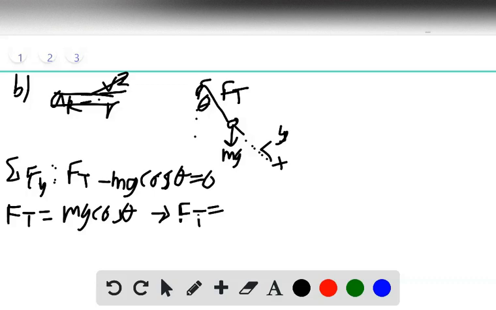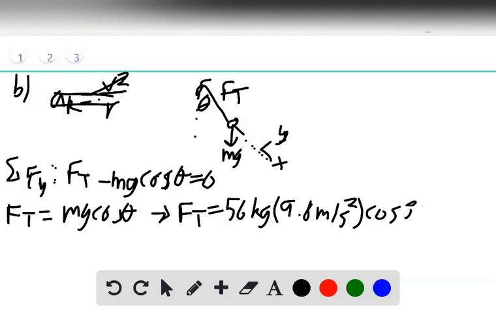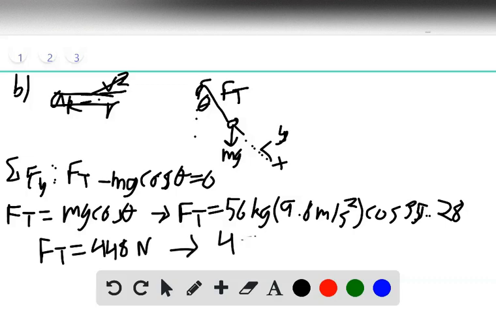So F of t equals 56 kilograms, gravity, 9.8 meters per second squared, times cosine of the angle that we just solved for, 35.28. Plug all that in your calculator. F of t equals 448 newtons, which with sig figs we can round to 450 newtons. All right, so that is the tension of the rope at the top of the swing.